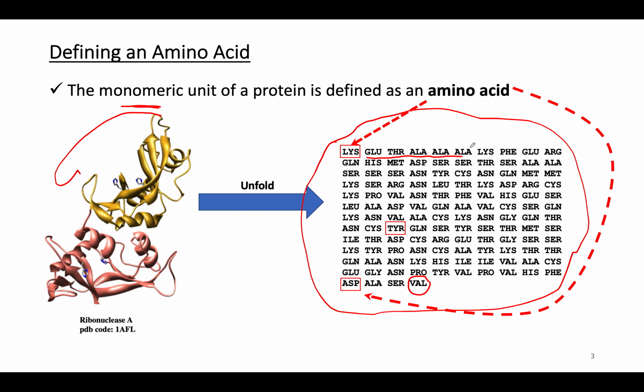Now, the other aspect that I should mention here is that not only the sequence of amino acids, but also the number of amino acids in a specific protein will always be the same. That means if I look at the total number of amino acids in ribonuclease A, it will always be the same. So coming back to the definition, the monomeric unit of a protein is defined as an amino acid.